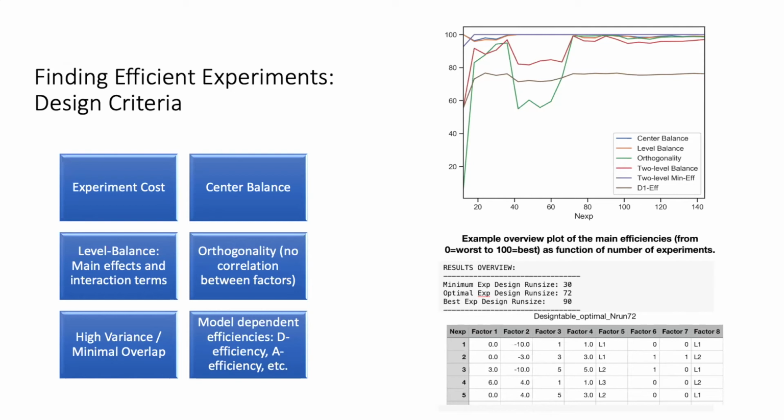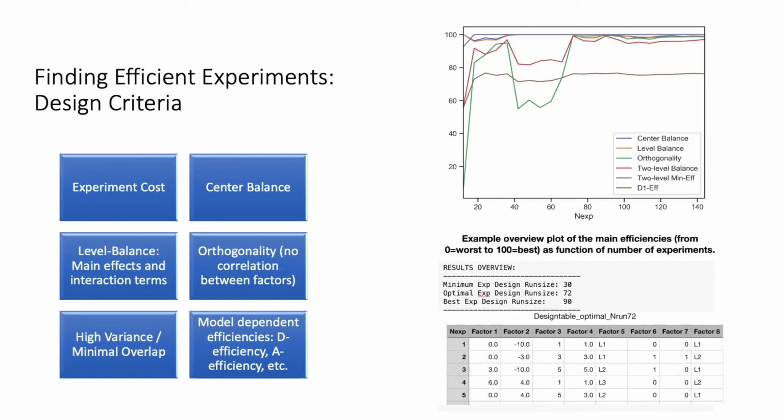That means it should be evenly spaced, the settings for each factor. And another important factor is orthogonality. That means no feature should correlate with any other feature in the parameter space. And other things are high variance and minimal overlap. And there are a couple of information gain dependent efficiencies that I can't explain here in detail, like D-efficiencies.